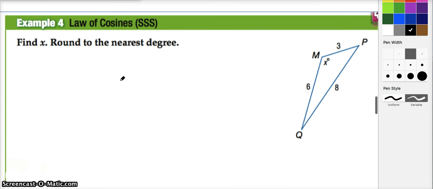Let's take a look at this one. Here's another opportunity for us to use the law of cosines, and that's when we have side, side, side. So if we're given 3 sides and we need to find an angle, we could use the law of cosines. Let's see how it works.